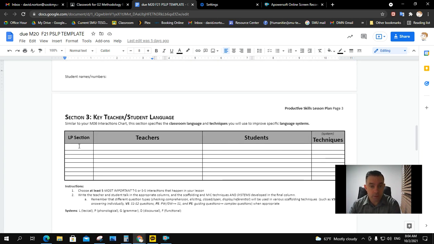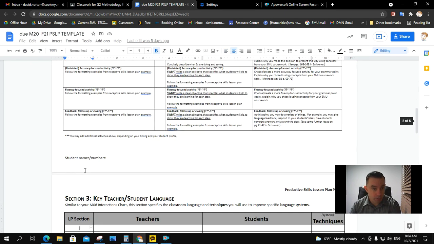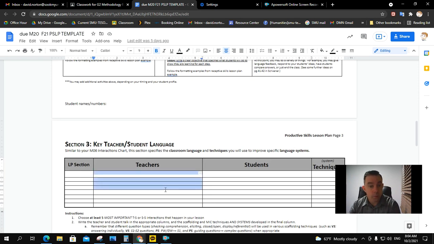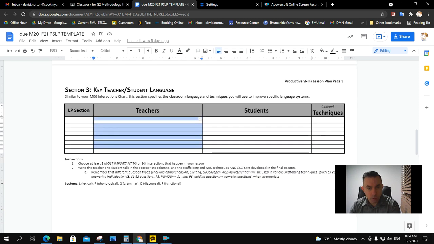And section 3, this is similar to your receptive skills lesson plan. You just want to say what part of the lesson plan is it? Is it the lead-in, restricted practice, authentic practice? Is it guided discovery? Or is it that feedback follow-up thing at the end? And teacher and student talk, this is where you need to include exact teacher talk. And notice it says the 5 most important interactions.